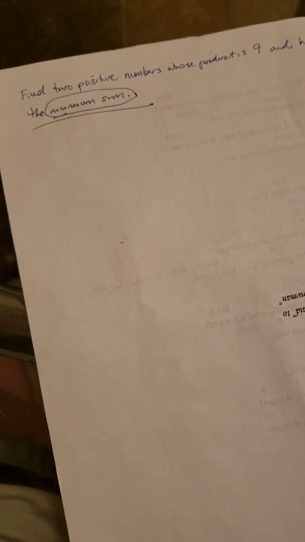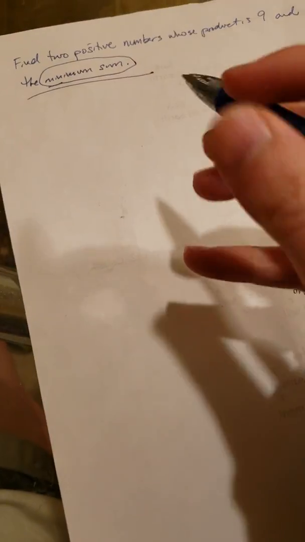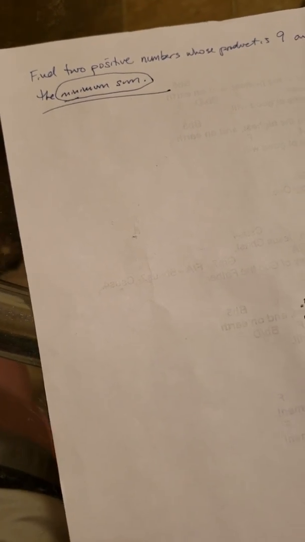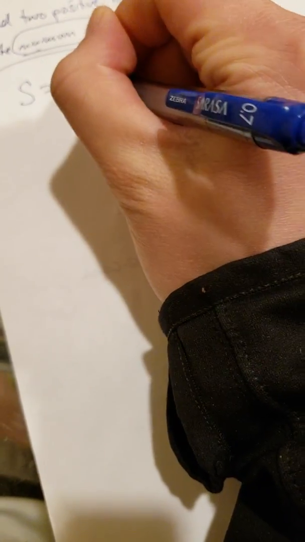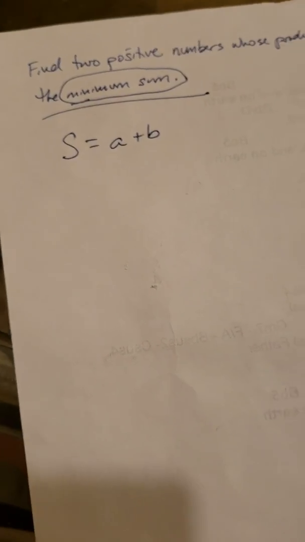They're not going to give you any function, so you're going to have to come up with one on your own. I saw a lot of people write something like x plus y equals z or something like that. It's really up to you in terms of which letters you want to use. I would just go with something like S equals A plus B, something simple, right? Because obviously S is the sum, and then your two positive numbers are A and B.